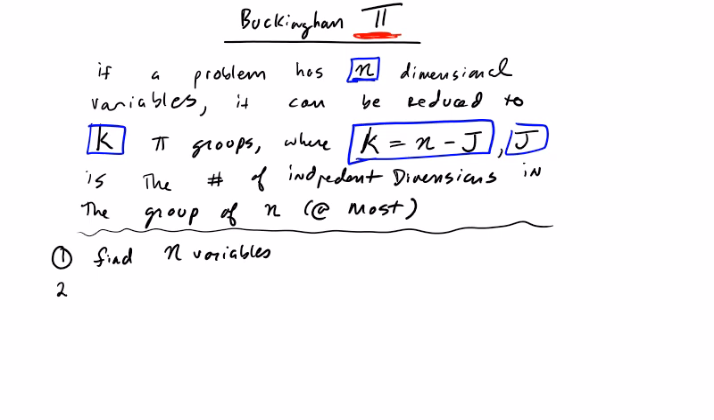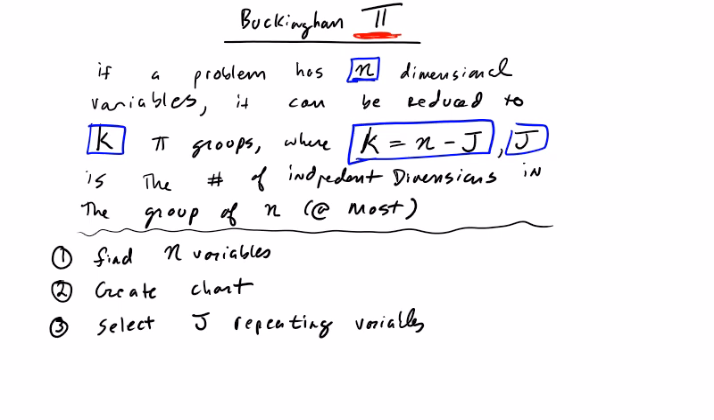Then two, all right, you're going to create a chart, and I'll show you the chart in a second. All right. Three, you're going to select j repeating variables. Now again, j is equal to the number of dimensions in your problem. Always. It can be less. We'll talk about when it can be less, but almost always it's going to be the number of dimensions in your problem. So if your problem has dimensions of seconds and meters, j is 2. If your problem has dimensions, and it's fundamental dimensions, right? So seconds, meters, kilograms, then j is 3, okay?